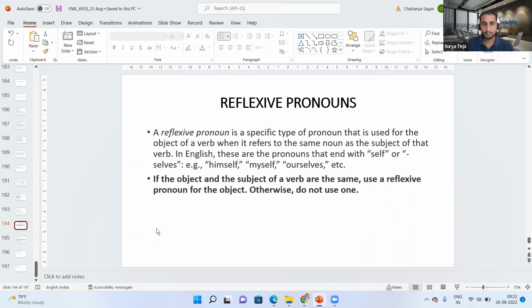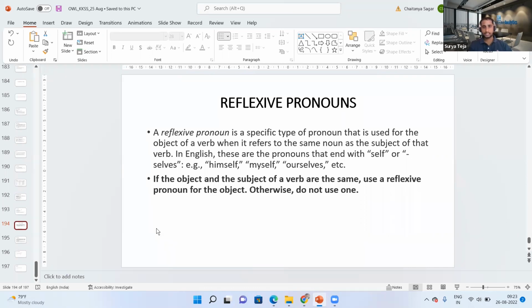Basically, the name reflexive pronoun itself is an indication of reflecting yourself or reflecting someone. If you're talking about an object or a person, you are reflecting the same person, which means the subject and the object should be the same. Both the subject and object should refer to the same person.